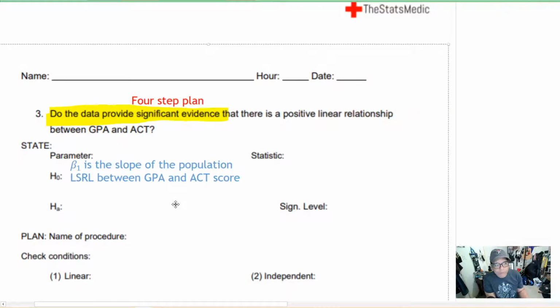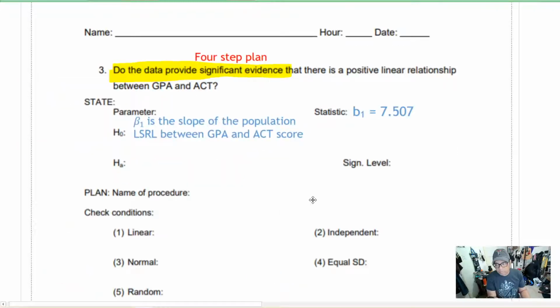Our parameter here is beta1, and beta1 is the slope of the population LSRL between GPA and ACT score. Here we have our statistic is B1, which is 7.507. Now I want to take a pause here and kind of remind you about what we're doing, because as I wrote that 7.507, I thought, well, that's clearly a positive number, so obviously there's a positive linear relationship. And remember that that's not really the point.